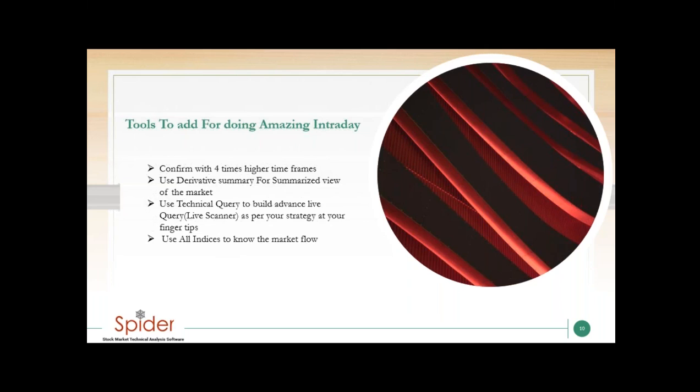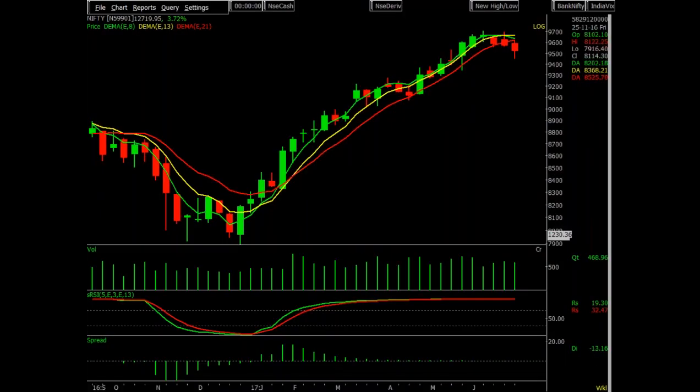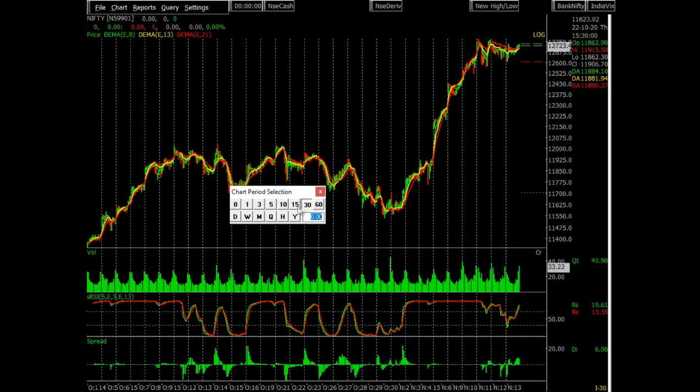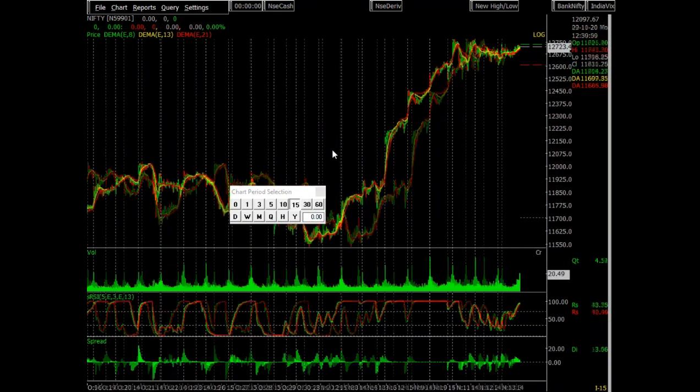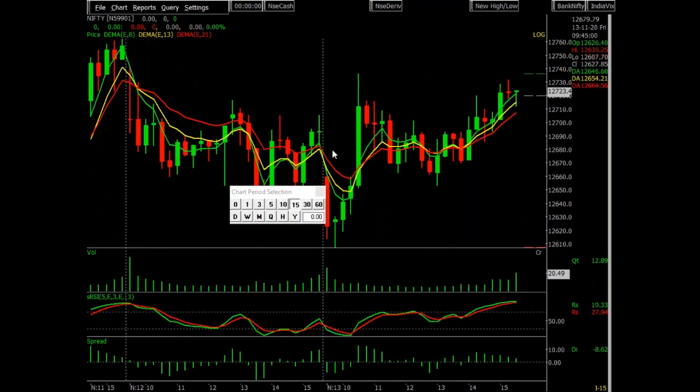For example, the first thing is to confirm with the four times higher time frame. What I mean is, if I press Control I, and I'm trading at 15 minutes, and I'm getting a signal over here, for example I got a trade over here, then at the point of entering I need to check that it's workable. Yes, it's workable.